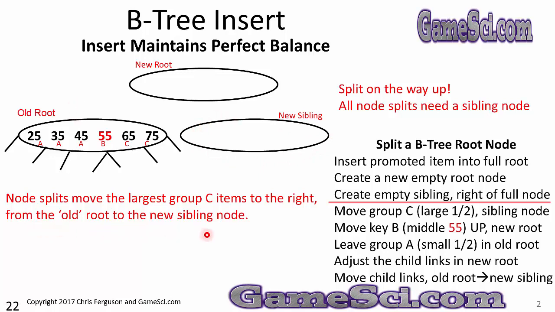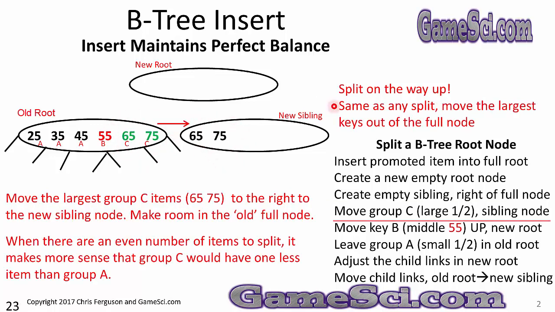Node splits move the largest group C items to the right from the old root to the new sibling node. So I'm going to move the C items from the old root to the new sibling. Splitting on the way up, same as any split, we're going to move the largest keys out of the full node. Move group C, the largest half items, from the old full node into the new sibling node. Moving the largest group C items, 65 and 75, to the right to the new sibling node, let's make room in the old node. Shown in green are the nodes that are moving. 65 and 75 will be leaving this node and moving to the new sibling.